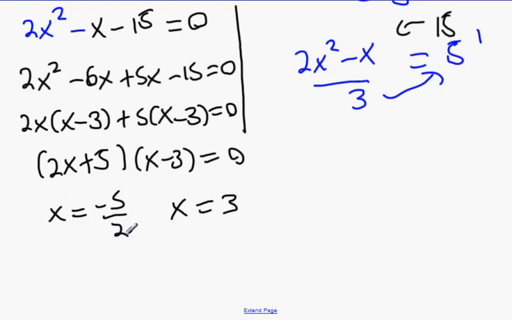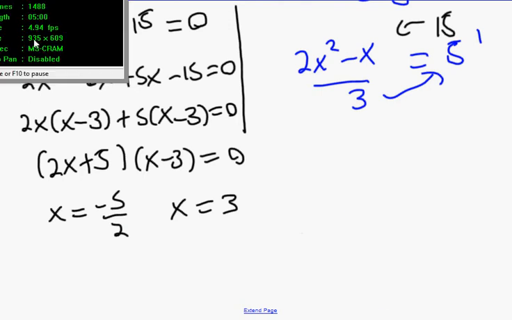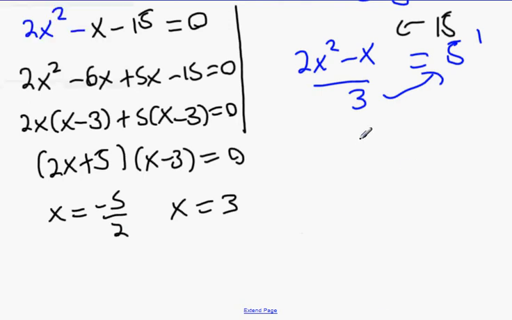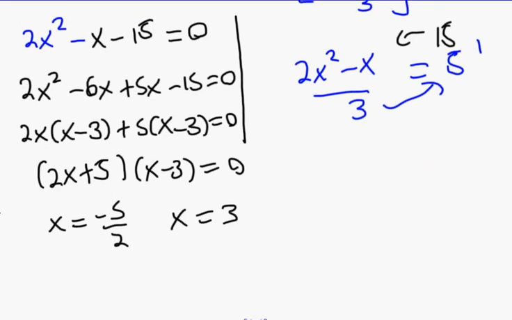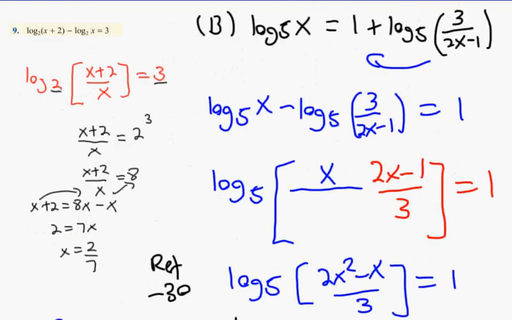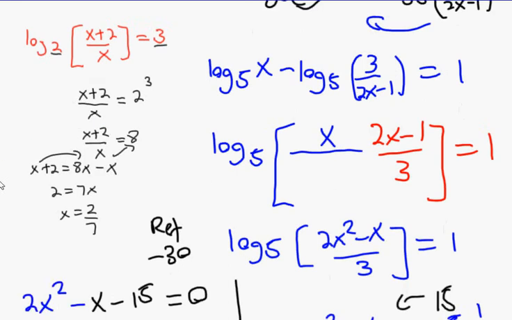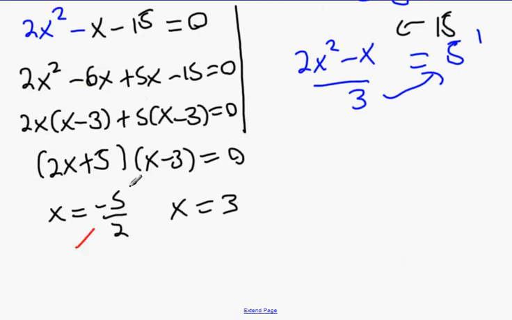Who got that one out? Okay, so not really enough, but fair enough. In logs, you can't have a negative number, so you have to actually check it out. If I have log of any negative number, what the calculator will do is say it's not defined. So with this minus 2.5, we've got to go back to the original question and check it out. Because this one here is x, we cannot get log of minus 2.5 to the base 5. This automatically rules out the minus 5 over 2 answer, and the only answer therefore is 3.